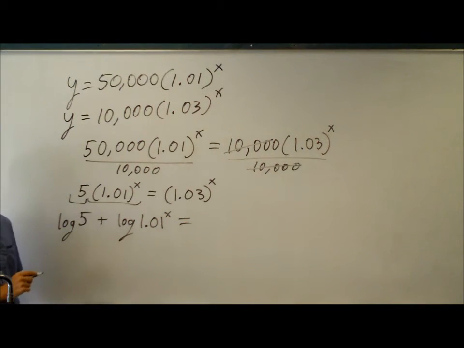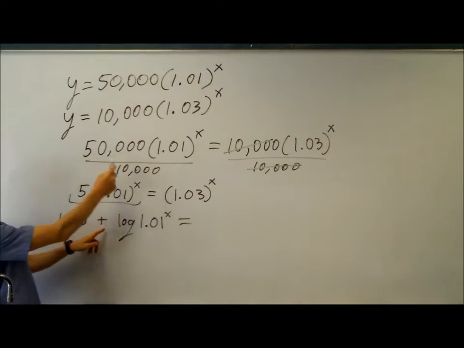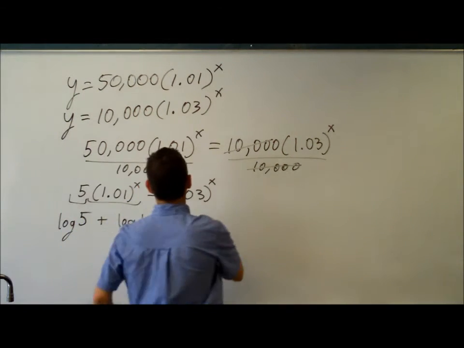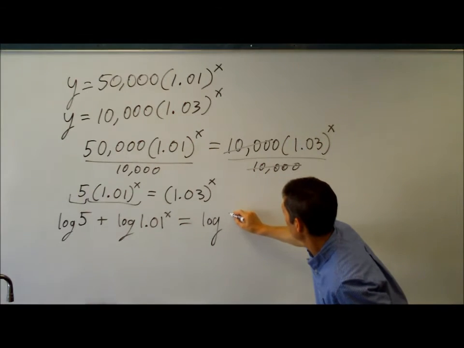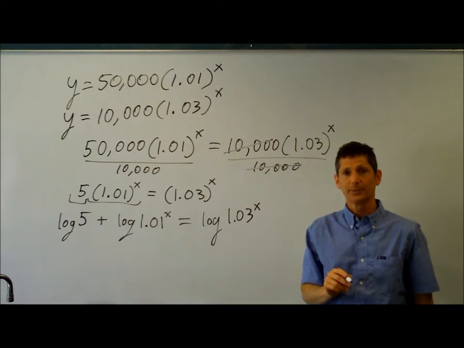Very nice. By the way, the other thing sometimes students do is they'll bring this x down in front of the whole thing. Don't do that. Yeah, no. This is the guy raised to the x. Yeah, only the 1.01 is raised to the x, of course. So I'm taking the log of the other side. That is 1.03 to the x. Looking good?